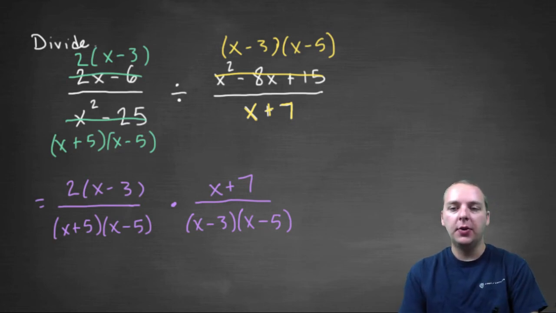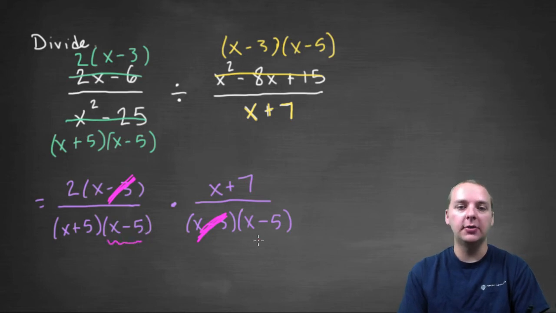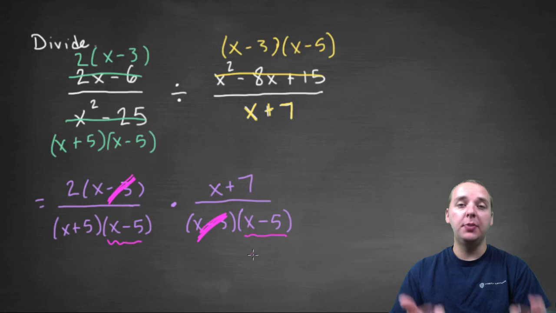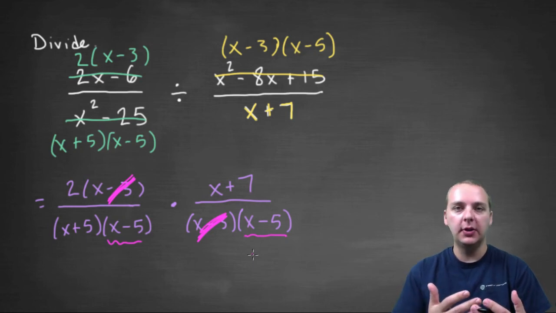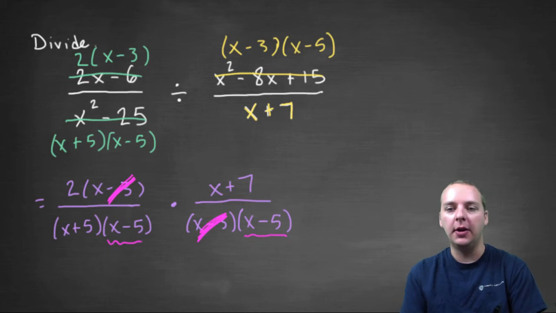Now that it's a multiplication problem, we can cross cancel, simplify, whatever we like. I see here's a factor of x minus 3 and here's a factor of x minus 3. Those can cancel just fine. But look at the x minus 5s that we were going to cancel a minute ago. Now they're both in the denominator, in which case, of course, we wouldn't cancel them.